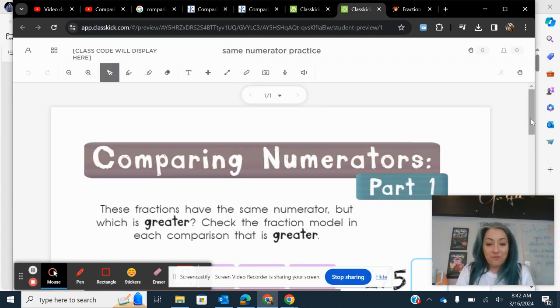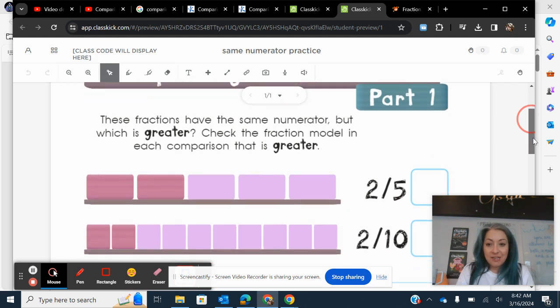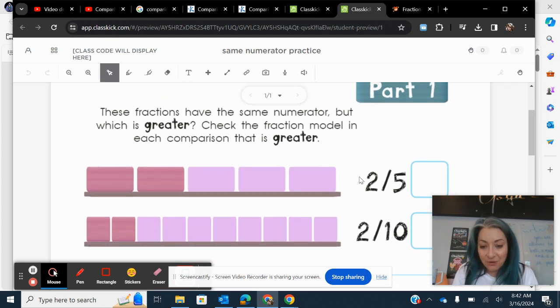Okay, so let me show you a few examples here. If you look at just these numbers over here, we're comparing two fractions that both have a numerator of 2, 2/5 and 2/10. Remember, this means 2 out of 5 equal parts. This means 2 out of 10 equal parts. You can even see the visual over here.